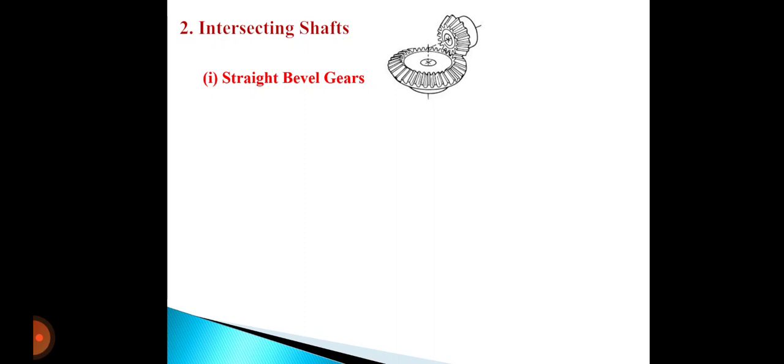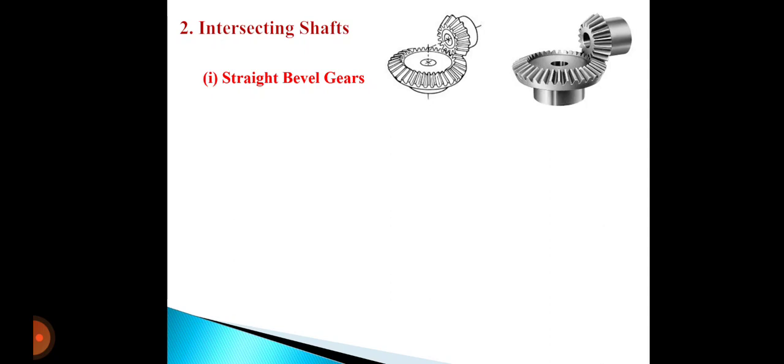Intersecting shaft. So, straight bevel gears. Kinematically, the motion between two intersecting shafts is equivalent to the rolling of two cones, assuming no slipping. The gears in general are known as bevel gears. So, in the diagram there is a diagram of bevel gears.